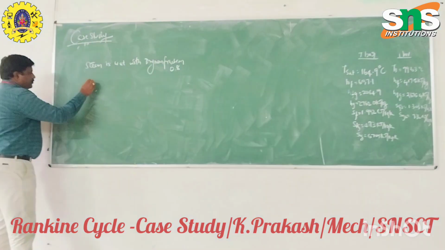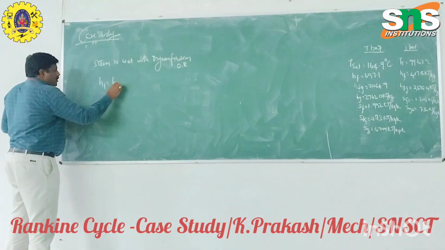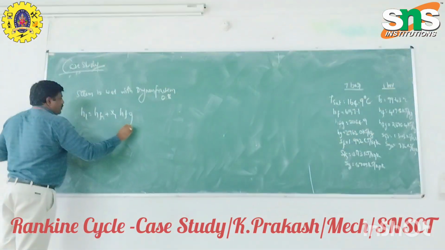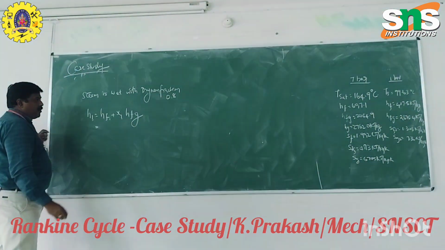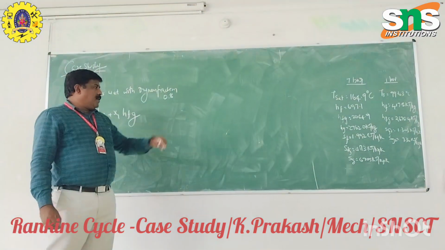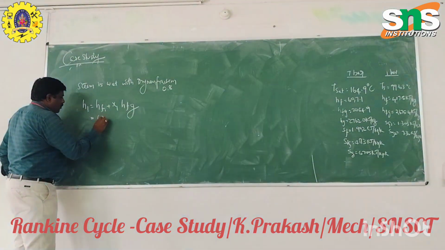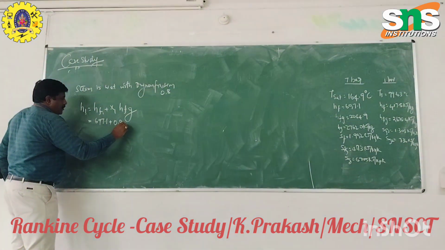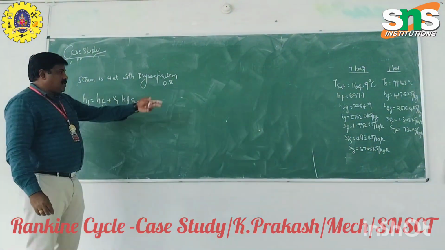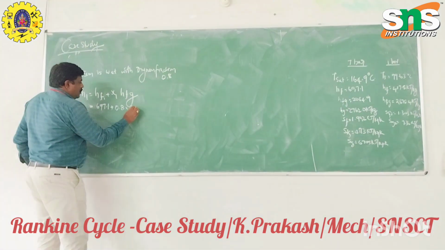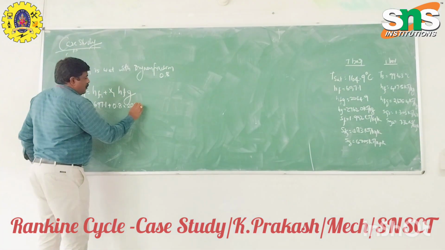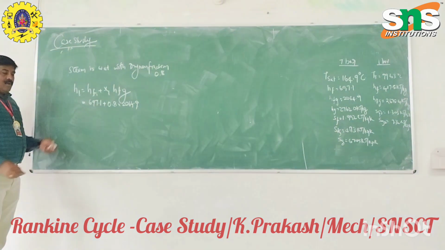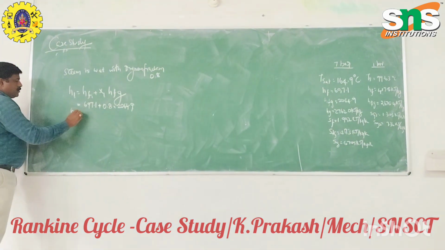So here H1 is H of 1 plus X1 into H of G. Here H of 1 is 697.1, plus X1 is 0.8, and then H of G is 2064.9. So when we are solving this, we can get the value of H1.